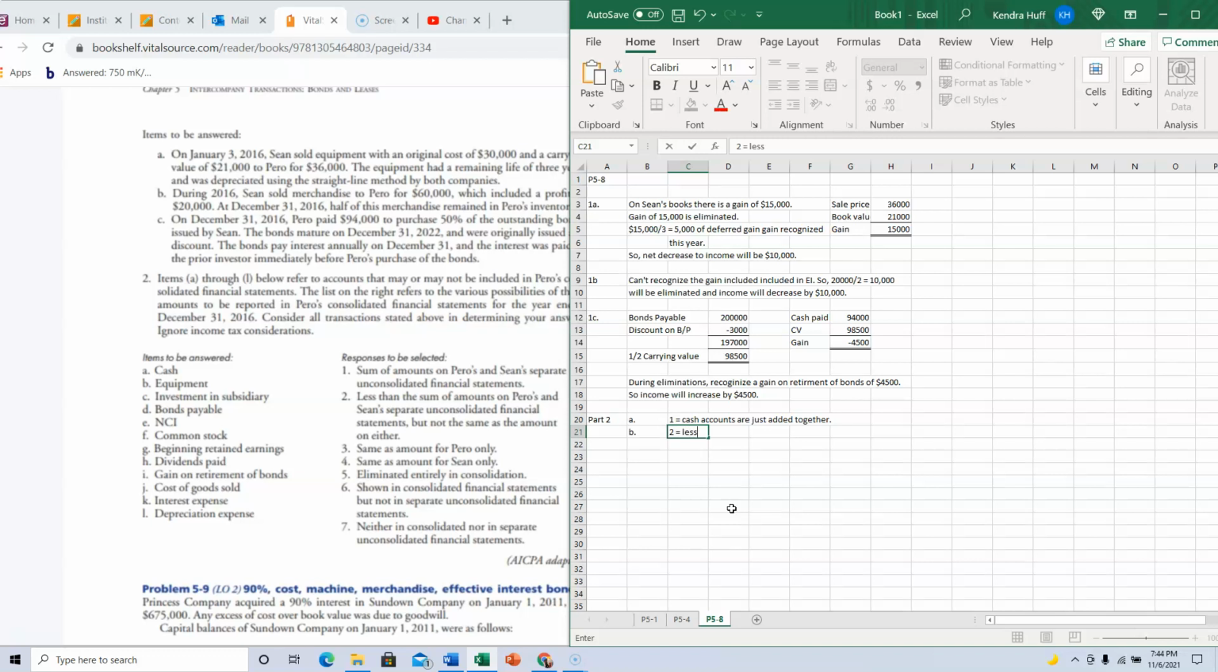And it's going to be less than the sum of both because P has equipment at $36,000 that was bought from S. All right, and that has to be taken back down to S's carrying value. Then also depreciation expense and accumulated depreciation are, I'm going to say, also affected, because part of the gain is recognized, which affects everything.